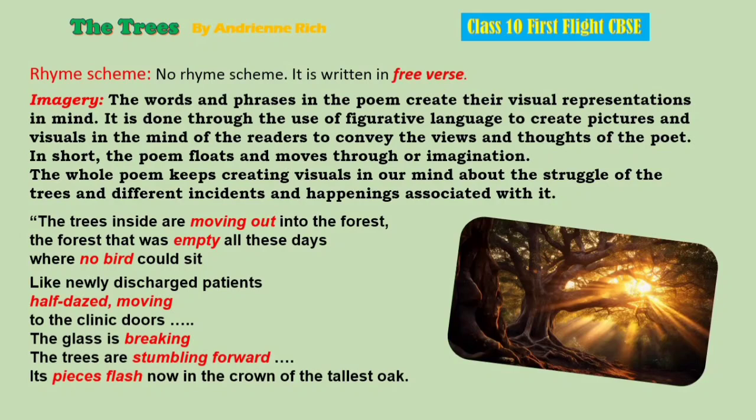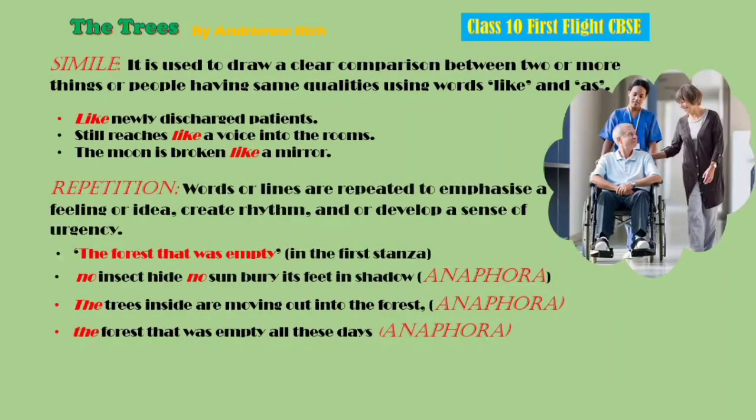So in this poem, the examples of imagery are: the trees inside are moving out into the forest that was empty all these days, where no bird could sit, like newly discharged patients, half dozed to the clinic doors. The glass is breaking, the trees are stumbling forward, its pieces flesh now in the crown of the tallest oak.